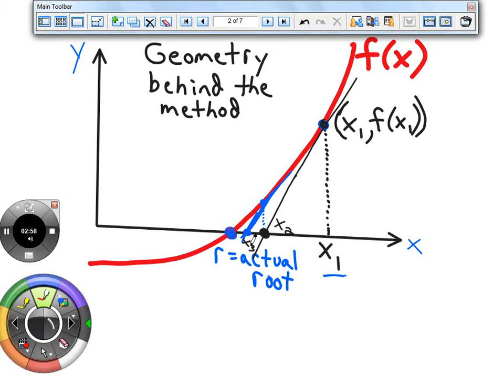Then I would take that and go up to the graph and draw another tangent line. And this is my x sub 4. If I did that enough times, I would pretty much be right on the exact zero. So that's pretty much the method. You just keep using the tangent lines, and you're finding the zeros, or the x-intercept, if you will, of the tangent line. So that's a little bit of the geometry behind the method.